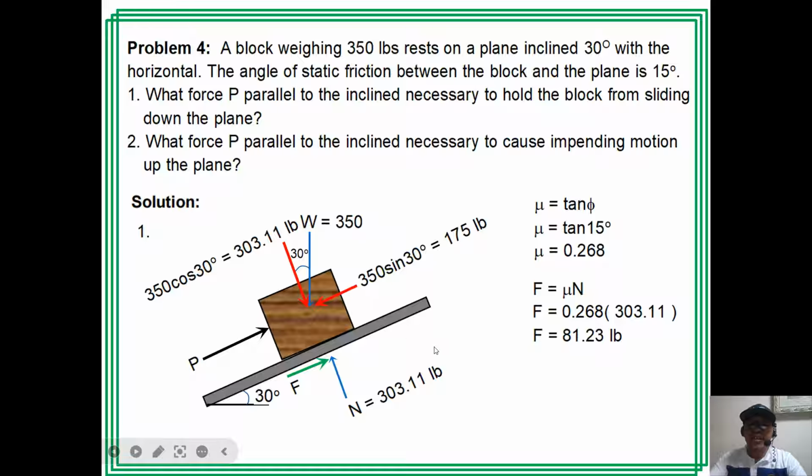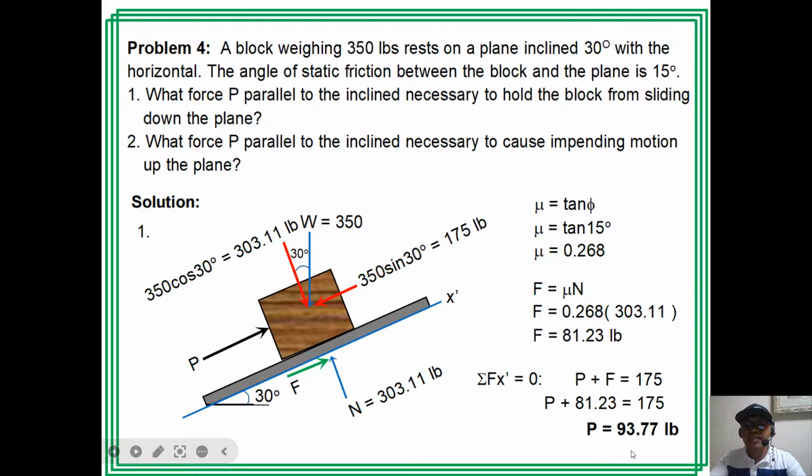So in the figure, if I call the incline the x prime axis, I can sum up forces along x prime. Upward is P, upward is F, and downward along the incline is 175. But F is 81.23, so we can solve for P, that is 93.77 pounds.